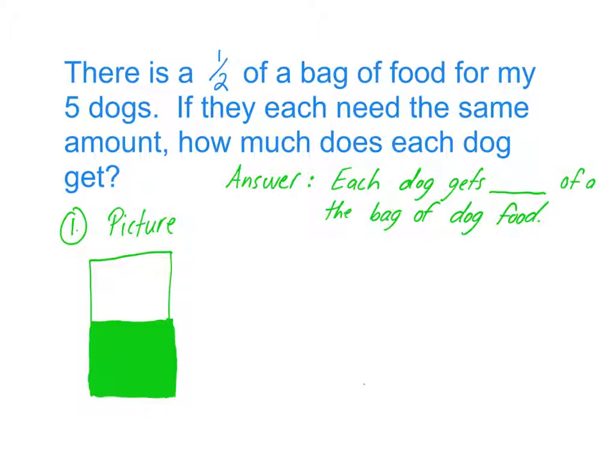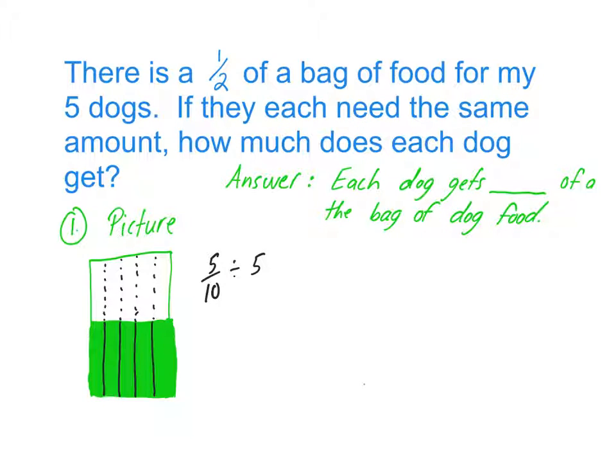So I already drew a picture, and I need to divide my food into 5 equal sections for the dogs. So I'm going to do my best here. Fifths are sometimes tricky to draw. There's 2, 3, 4, 5. Doesn't look too bad. Now if I extend these out and take a look at my picture, I can also say that I have 5/10 food, and I need to split that up for my 5 dogs.